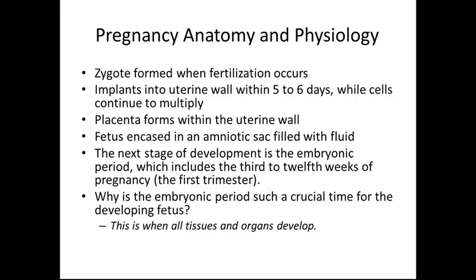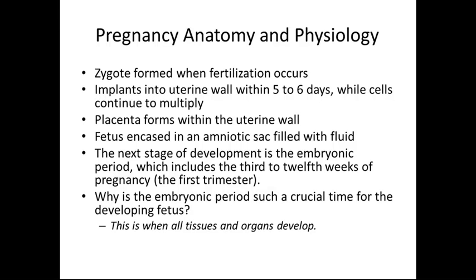Pregnancy, anatomy, and physiology. The zygote is formed when fertilization occurs. It implants into the uterine wall about 5 to 6 days later, while cells continue to multiply. The placenta forms within the uterine wall. The fetus is encased in an amniotic sac filled with fluid.